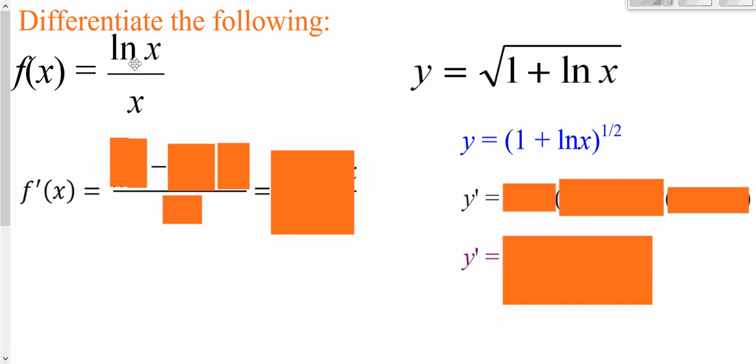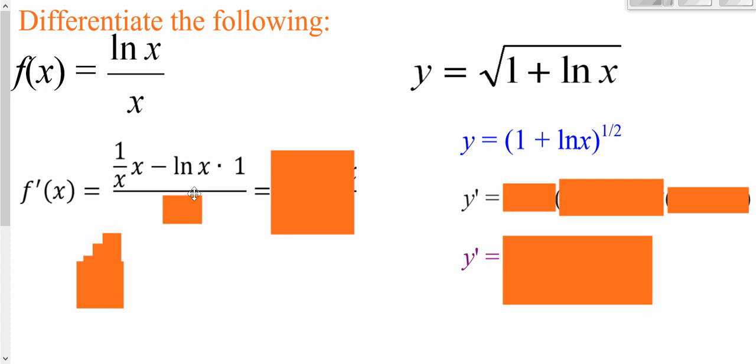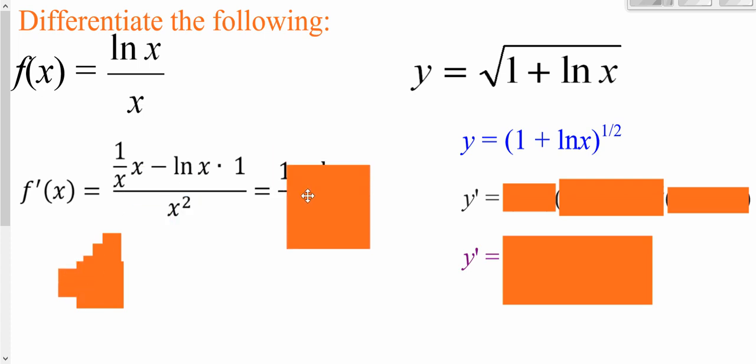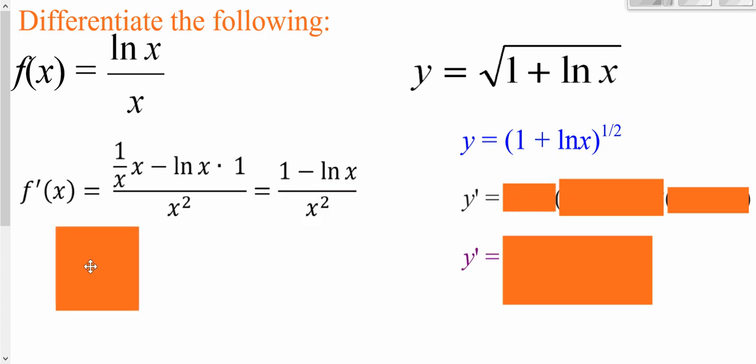So here we're dividing variables by variables, so we can do the quotient rule. So derivative of the top times the bottom minus the top times the derivative of the bottom, over the bottom squared. Well, 1 over x here times x is just a 1. 1 times your natural log doesn't change it, and so we just get this as your derivative.